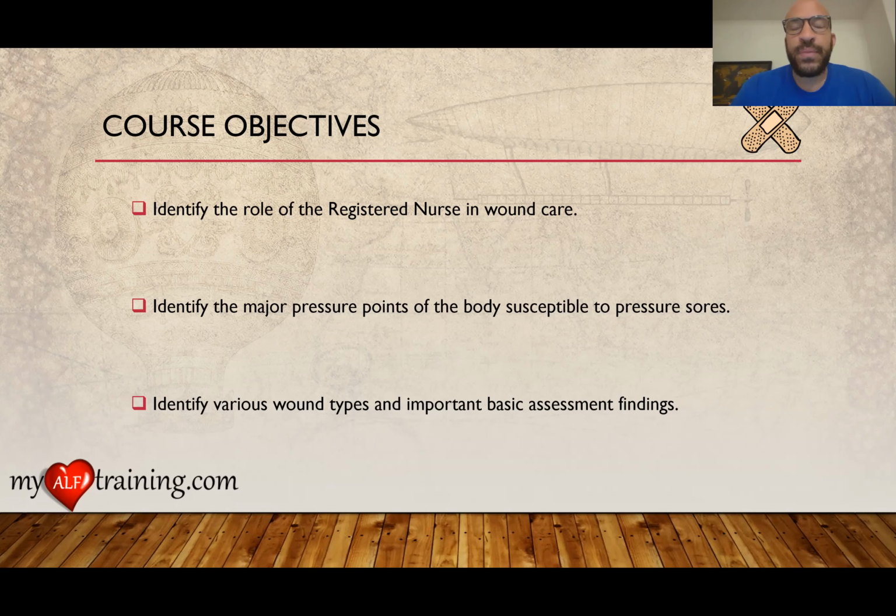And lastly, our third course objective will be identifying different wound types and basic assessment findings. So things that we'll find that will let us know what one wound is in comparison to another type of wound, so that when we see these small characteristics and subtle traits, we know exactly what we're looking at, and therefore we know exactly how we should be treating it to heal or prevent the wound if it's still in the early stages.